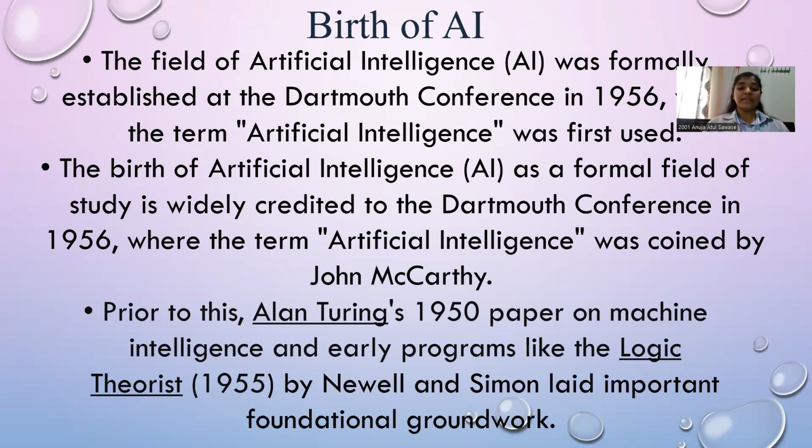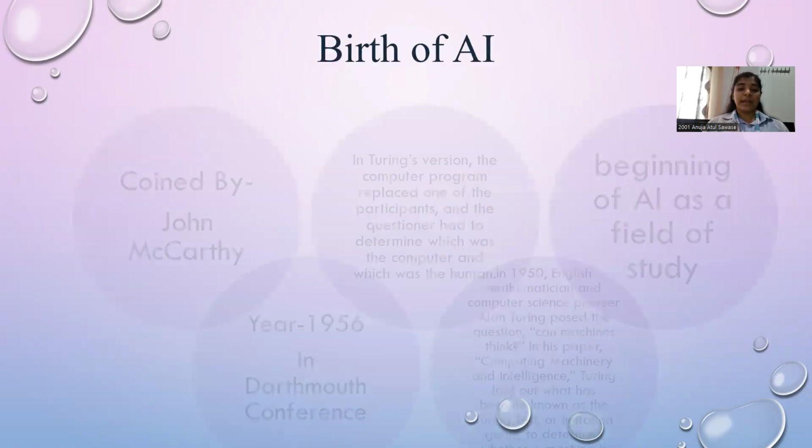The next slide is birth of AI. The field of artificial intelligence was formally established at the Dartmouth Conference in 1956, where the term artificial intelligence was first used. The birth of artificial intelligence as a formal field of study is widely credited to the Dartmouth Conference in 1956, where the term artificial intelligence was coined by John McCarthy. Prior to this, Alan Turing's 1950 paper on machine intelligence and early programs like the Logic Theorist in 1955 by Newell and Simon laid important foundational groundwork.